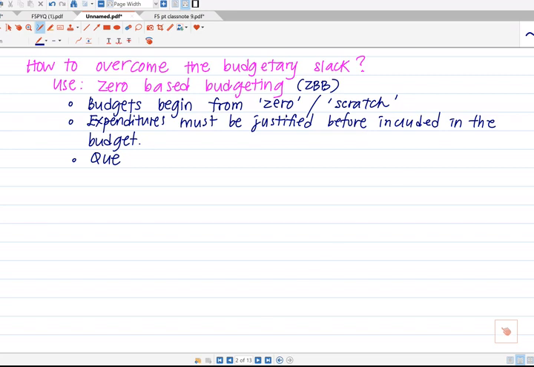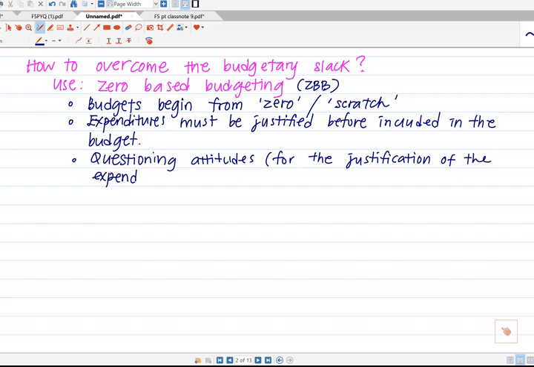So what do we have? We always have questioning attitudes for the justification of the expenditure. So we always question, would it be necessary? Why is it we have to pay? Do we have any other better alternative? So they will question, why do I need to give you increment? Why have to pay you extra salary compared to previous year? Justify. If you cannot justify, then you will get the same pay like what you have for the last year. Alright?